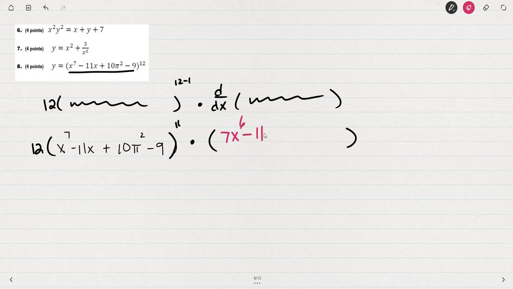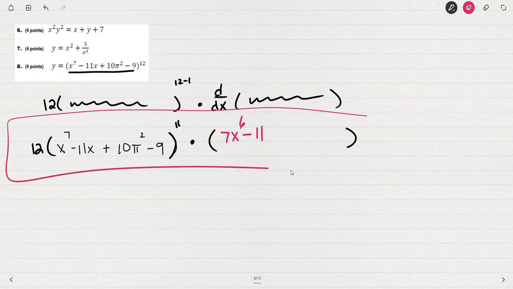And everything else is a constant. The derivative of 10 pi squared is 0. The derivative of 9 is 0. So that's all there is to it, and it's done.